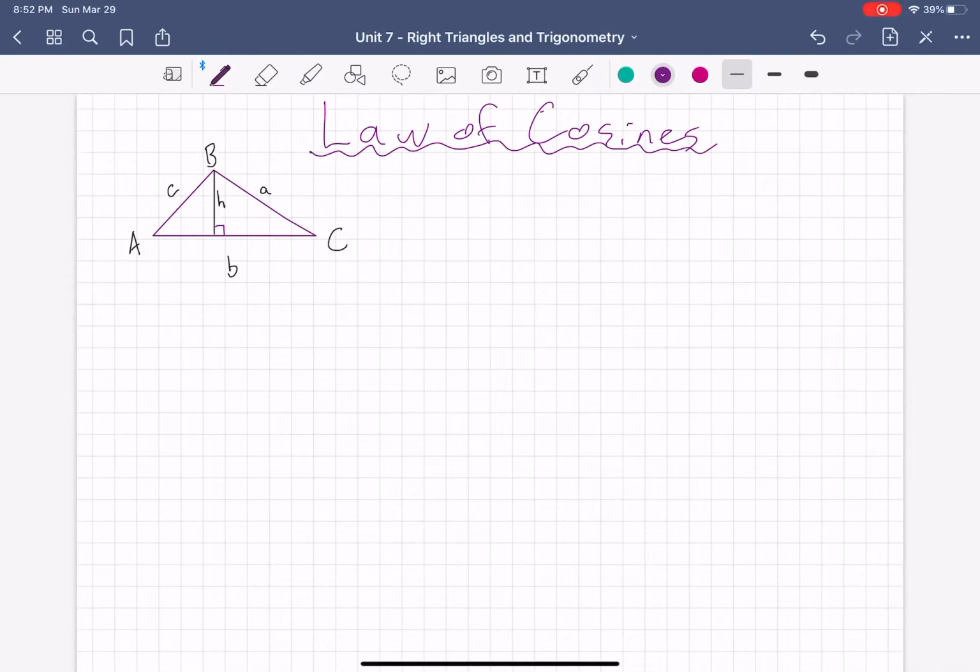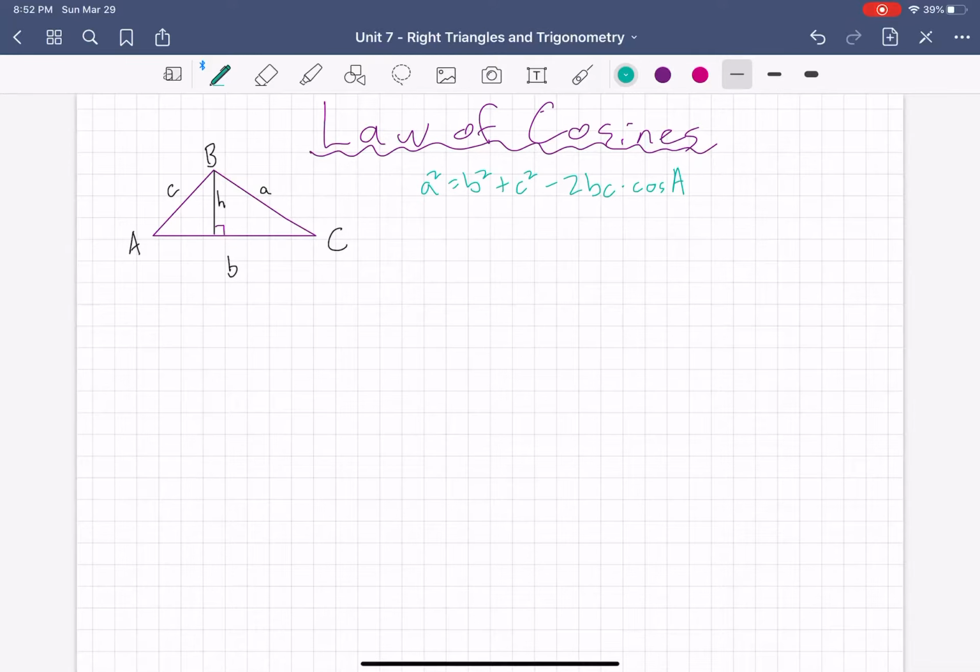Right, we're back and this time we're going to talk about how we use the law of cosines. We just talked about where it comes from and how we get it, so let's recap and write our formula. If we have the triangle on the left, ABC, our formula is a squared equals b squared plus c squared minus 2bc times cosine A.